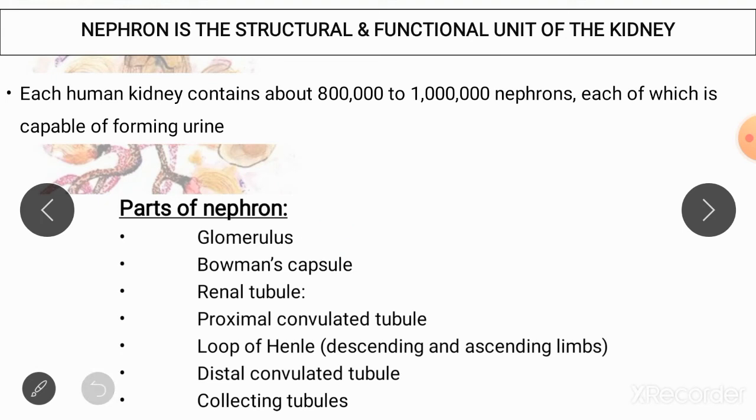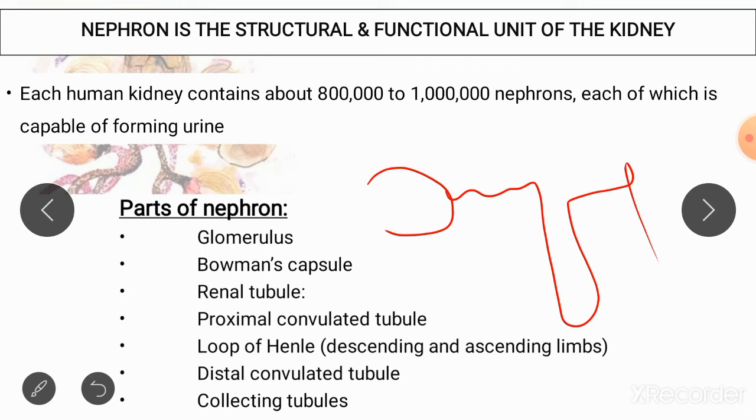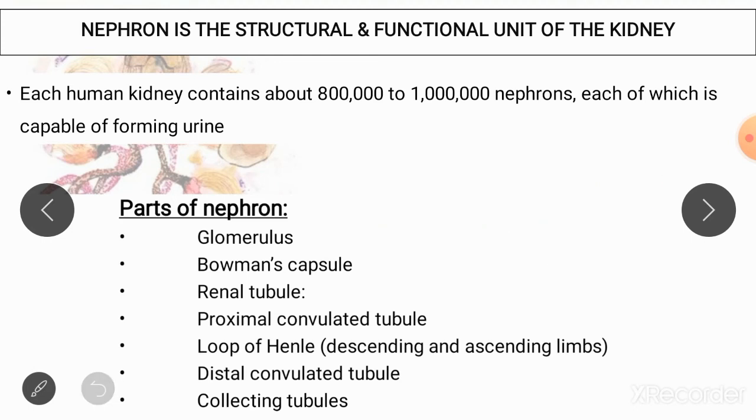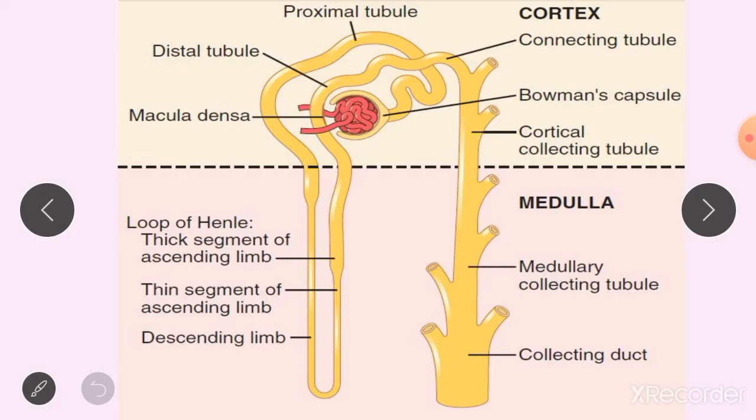So actually the parts of the nephron include the Bowman's capsule and the renal tubules. Among the renal tubules we have the proximal convoluted tubule, the loop of Henle, both the descending and the ascending limbs. Then we have the distal convoluted tubule and the collecting ducts and tubules. So these are the parts of the nephron. You can see them over here.